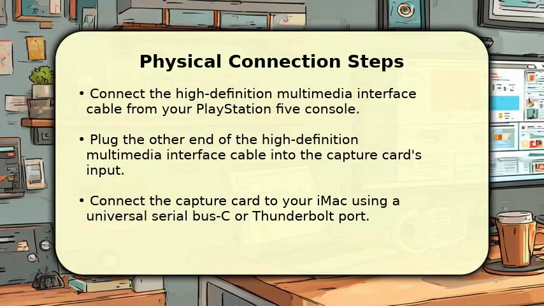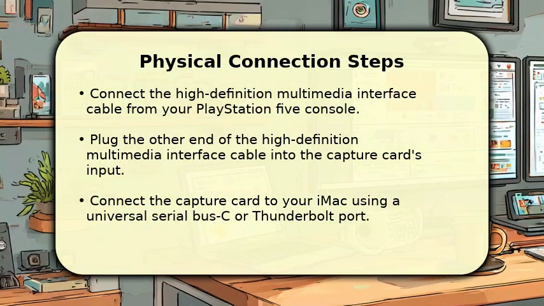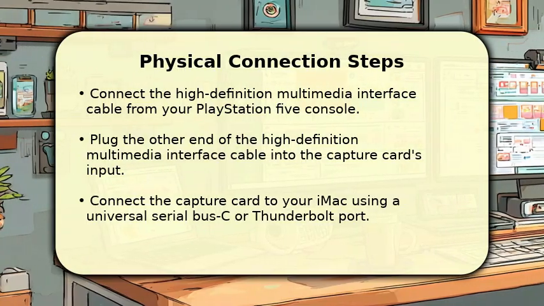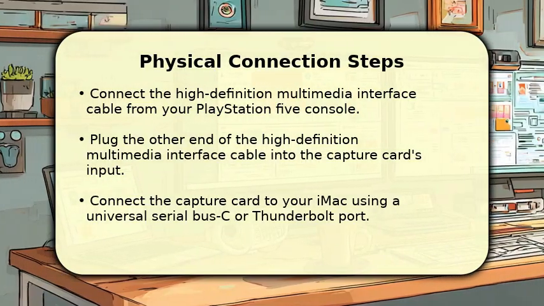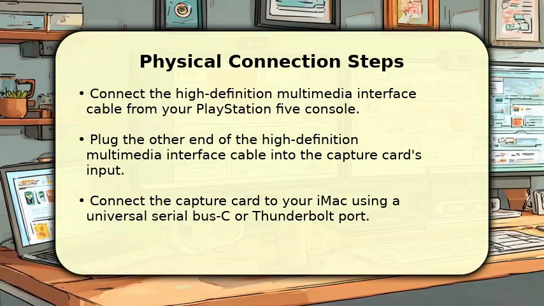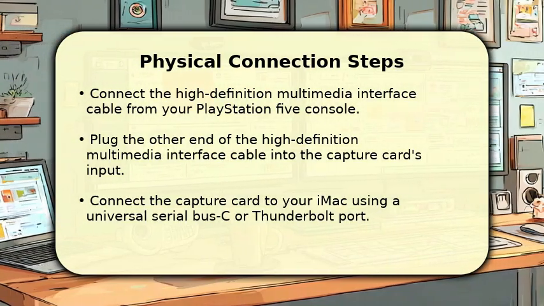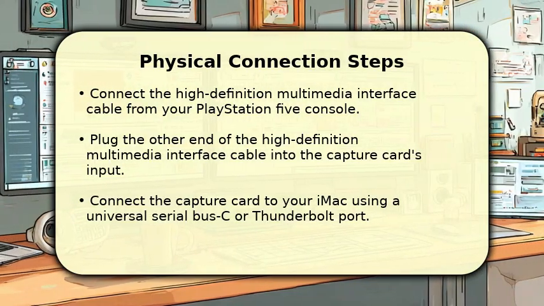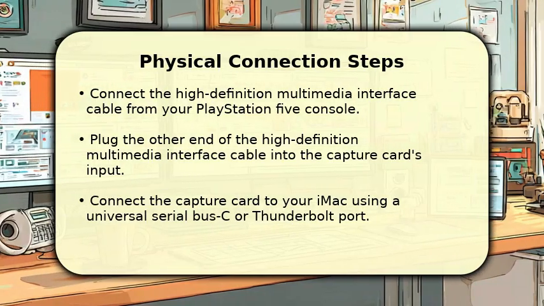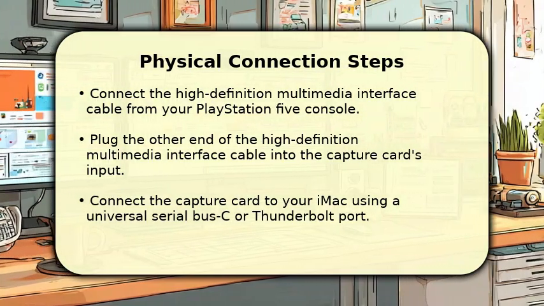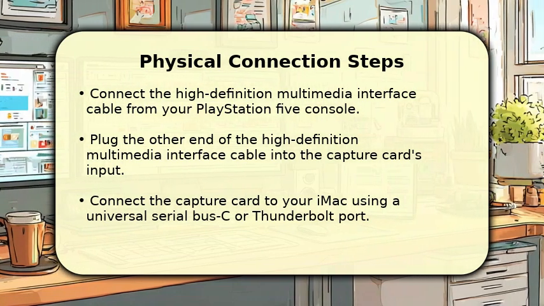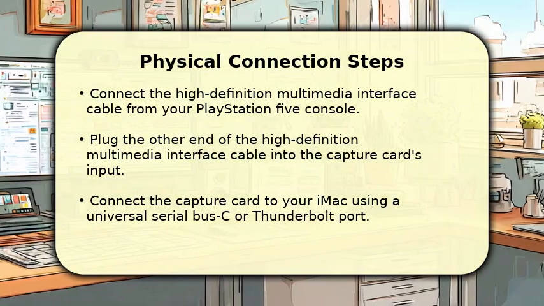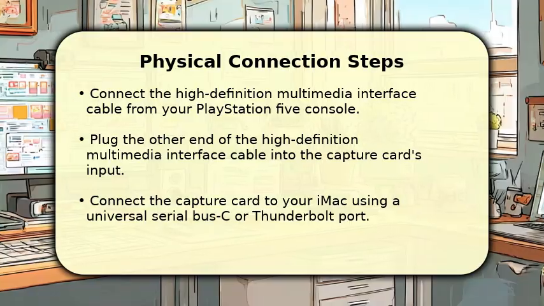Now, let's establish the physical connection between your devices. First, take one end of your high-definition multimedia interface cable and plug it securely into the high-definition multimedia interface out port on the back of your PlayStation 5 console. Next, connect the other end of that same cable into the high-definition multimedia interface input port on your capture card. Finally, use the capture card's built-in Universal Serial Bus C cable to connect the capture card to any available Universal Serial Bus C or Thunderbolt port on your iMac. This completes the hardware setup.